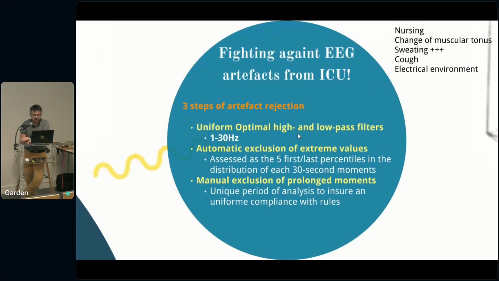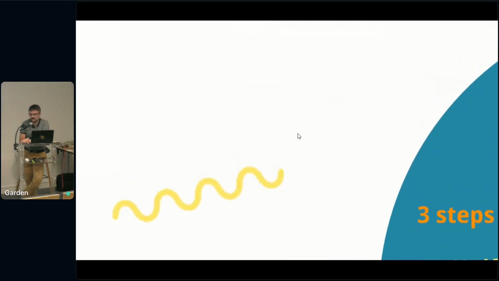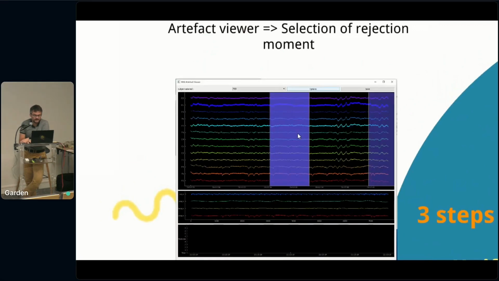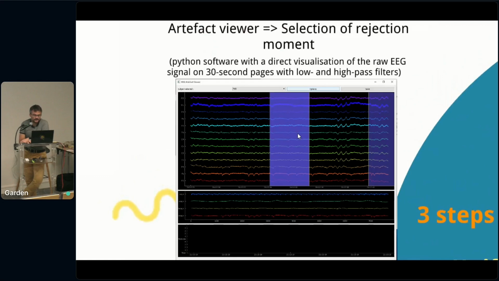First, we choose a uniform high and low pass filter between 1 and 30 Hertz. Then we had an automatic exclusion of extreme values, and then very time-consuming manual exclusion of prolonged moments of artifacts, notably for the nursing periods. Using an artifact viewer developed explicitly for this study to allow the visualization of the raw EEG, then the presentation of the filtered EEG, and then the selection of the most artifactual moment with the Python script developed by Alexandra.